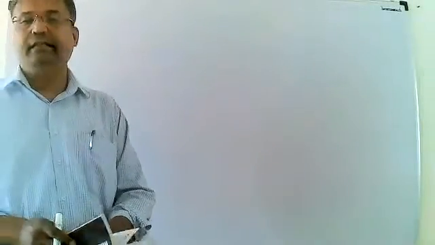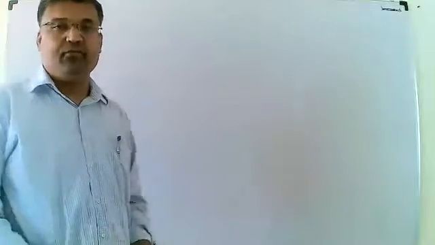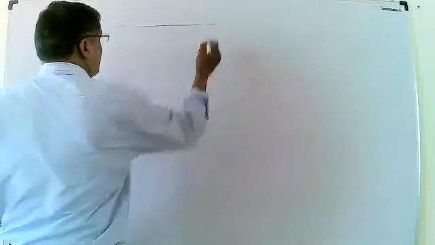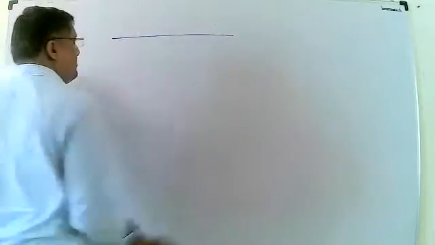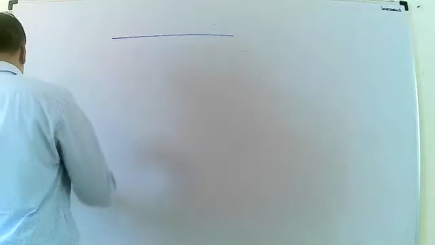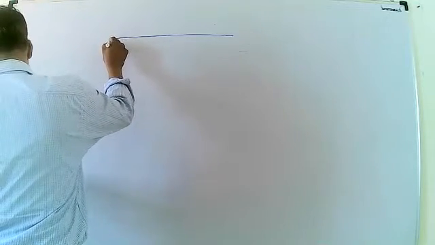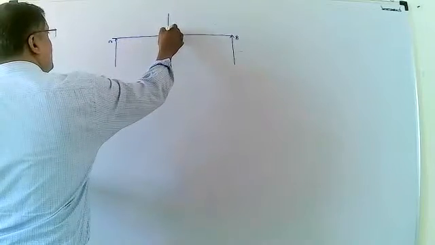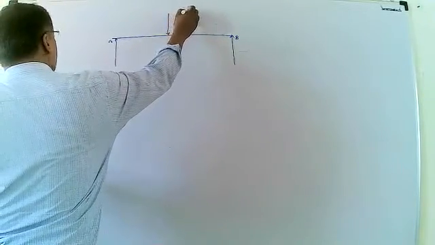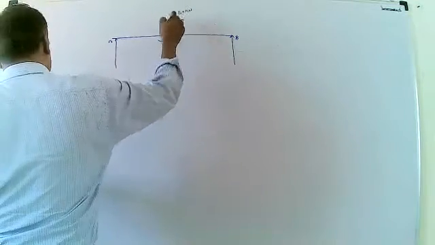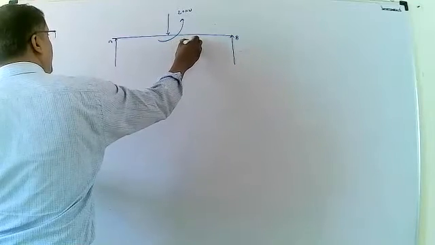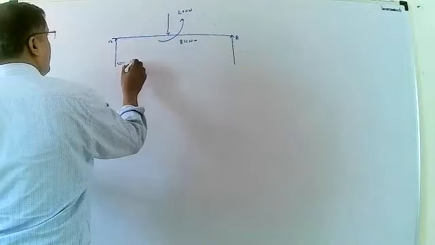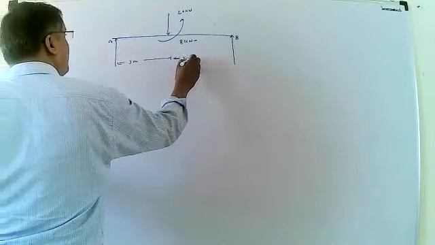First of all, whatever data you have been provided, we write that data first. Here, a simply supported beam is given, with supports A and B, which is subjected to a point load of 20 kN, a couple of 8 kN·m, and distances of 3 meters and 2 meters.